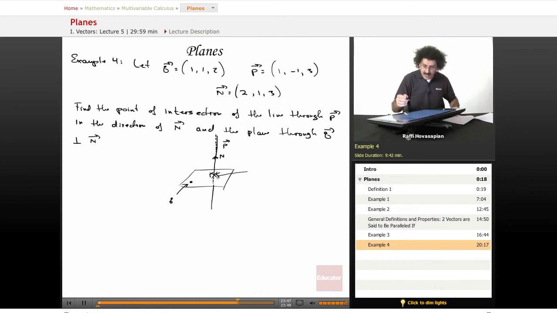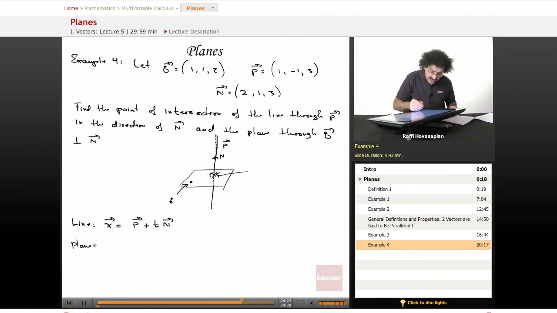Let's go ahead and find some equations here. So we know that X equals the point P plus T times the vector N. So that's the equation of the line that passes through P that is in the direction of N. Okay. And actually, let me specify these a little bit better. So we say that the line is X is equal to P plus T times N.